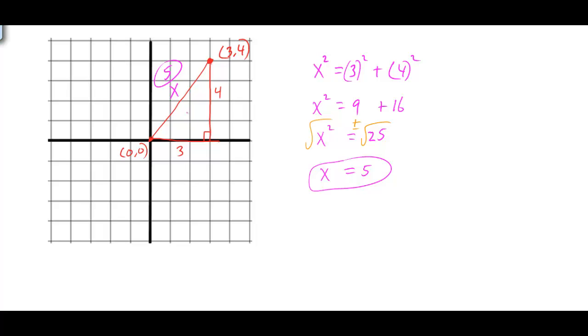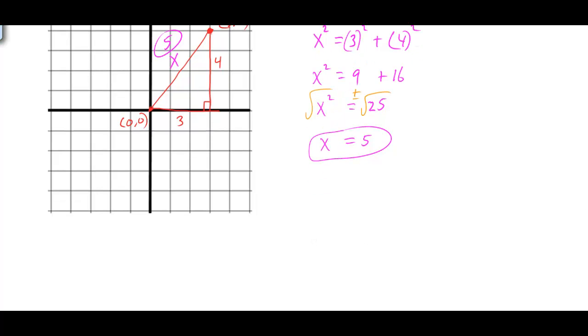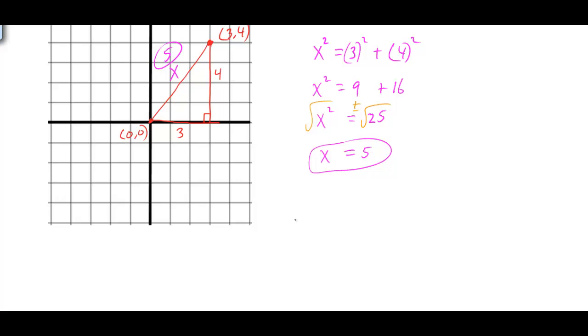Now, really what we found here is we found the third side of our right triangle, and also realized we actually found the distance between the point 0, 0 and the point 3, 4. The distance between these 2 points is 5. And that's going to lead us into our next formula, which is the distance formula. And it states that if you're looking for the distance between 2 points, let's see kind of how this relates to this problem, and you can see how this will relate a little bit to our Pythagorean theorem.